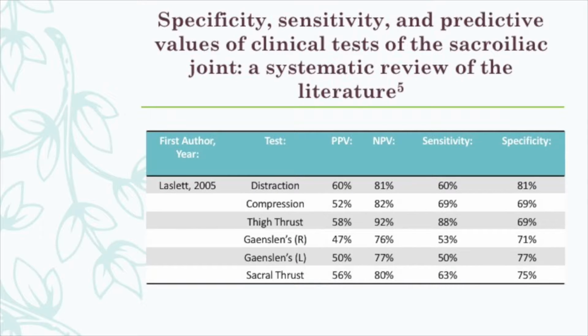Article 2. Specificity, sensitivity, and predictive values of clinical tests of the sacroiliac joint, a systematic review of the literature. As you can see here, it shows Laslett's 6 tests. When looking at distraction, once again, you see that it has extremely high specificity and higher than the rest of the 5 tests. However, once again, its sensitivity is lower than its specificity. This shows us that once again it is more likely to rule out an individual than to rule in an individual.